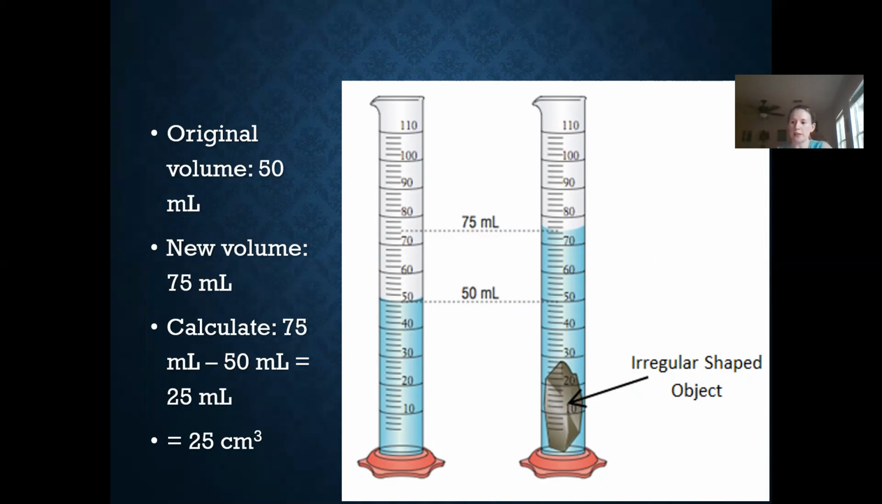There's no test question asking you to calculate the volume of an irregularly shaped object, but you will do so in experiments throughout the class, so you need to know how to do this.